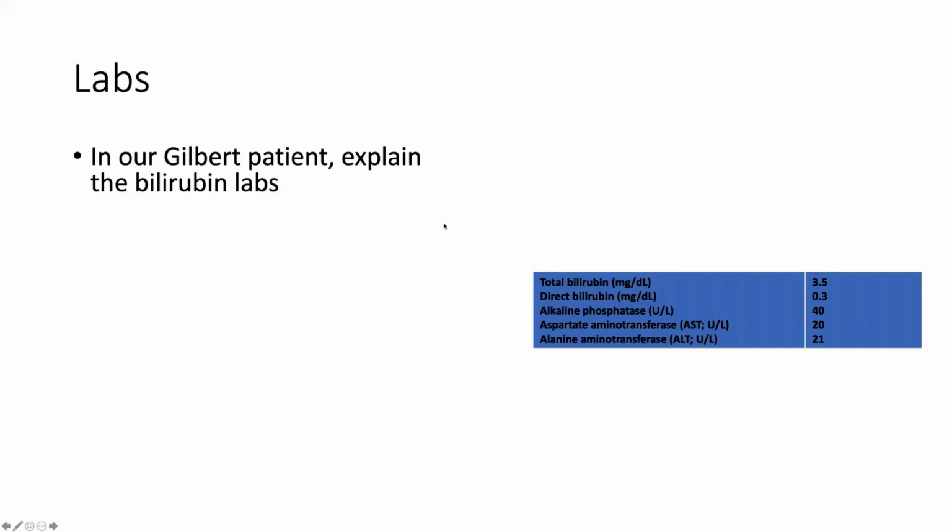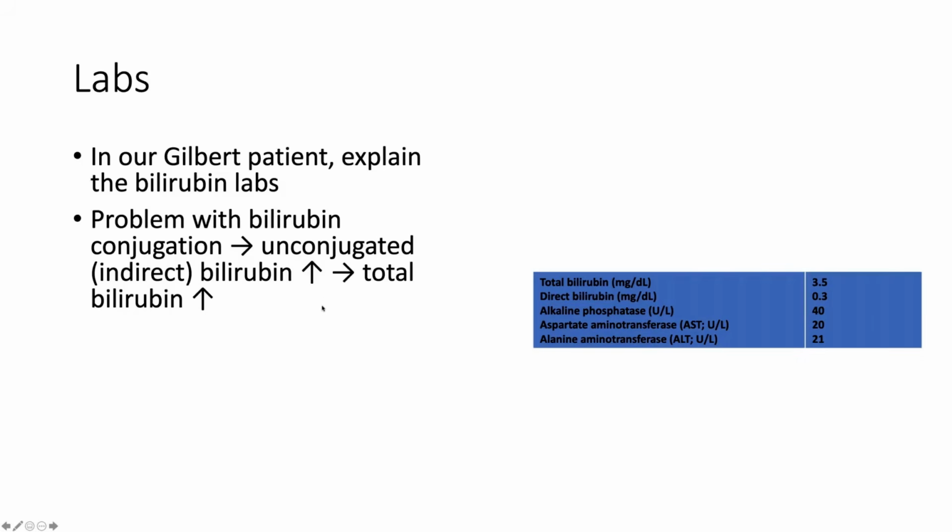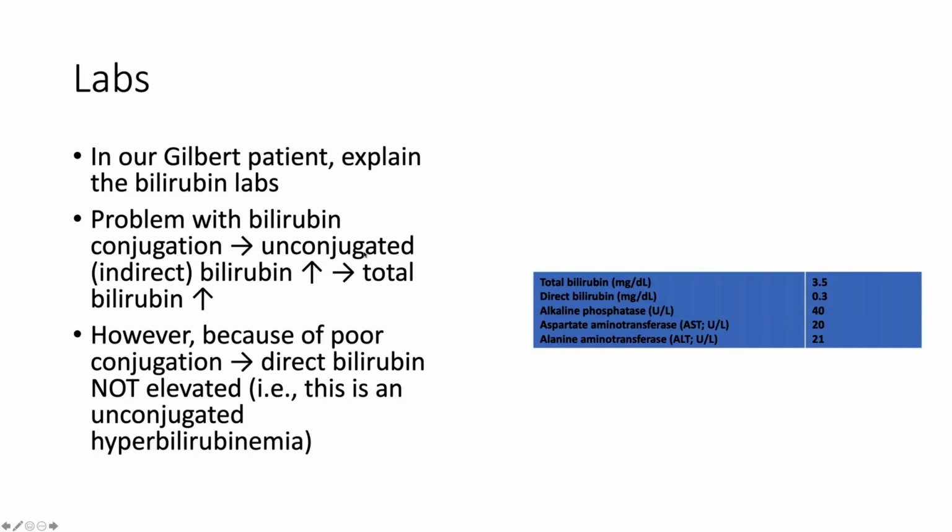Great. So let's go through some labs. So Deb, in our Gilbert patient, can you explain the bilirubin labs? So again, T-bili was 3.5, D-bili, direct bili, was 0.3. So the lab finding is indirect hyperbilirubinemia. This is compatible with isolated unconjugated hyperbilirubinemia. Perfect. Yeah, so a problem with bilirubin conjugation, more unconjugated, so your T-bili is up. However, because of the poor conjugation, your direct bili is not elevated, as Gianna pointed out. So good. And as you also pointed out, it's an unconjugated hyperbilirubinemia.